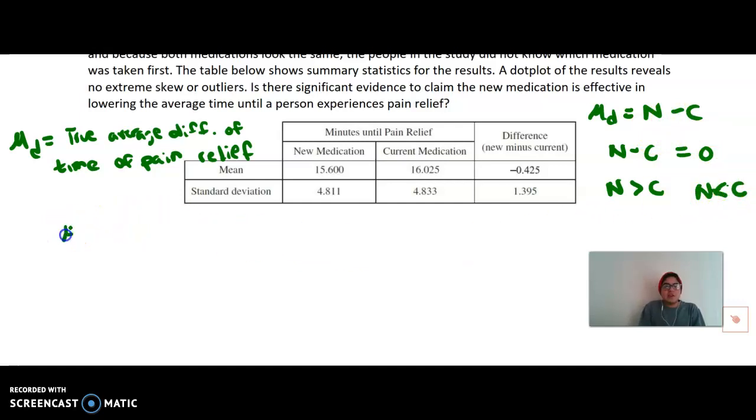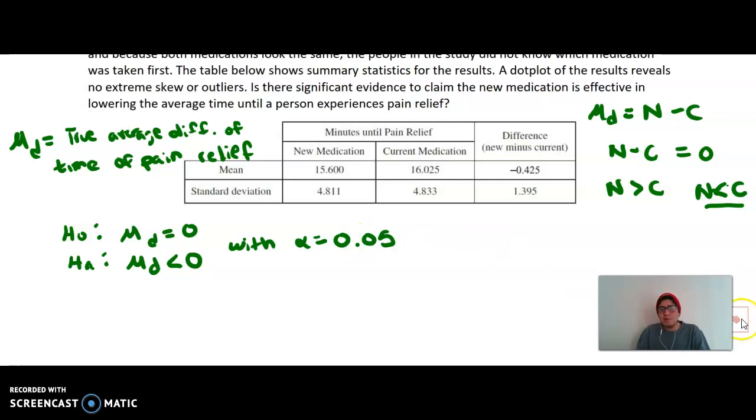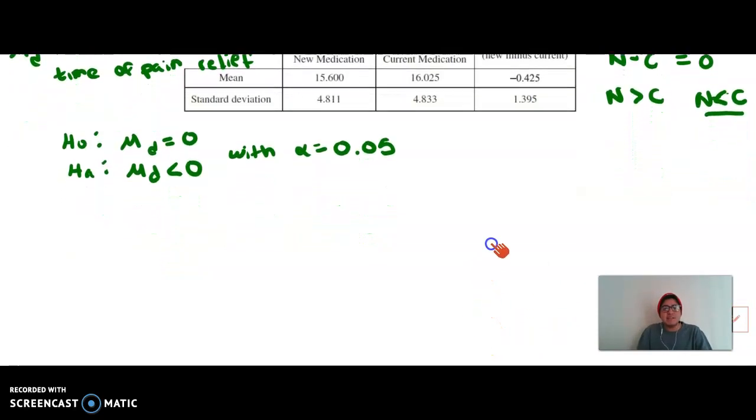So I'm going to test the following null and alternative. My null hypothesis is that there is no mean difference, and my alternative hypothesis, as we just saw mathematically here, is that the new medication happens quicker than the current medication. And so mathematically, if I rearrange this, I get this inequality here. And I'm going to use an alpha level of 0.05, the probability of my type 1 error, because it was not specified in the problem, and 5% just seems to be one of our magic numbers here in AP Stats.